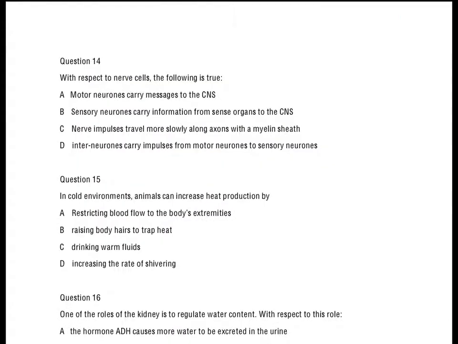Alright, moving on. So with respect to nerve cells, the following is true. Motor neurons carry messages to the central nervous system. No. So remember our mnemonic: Some random smiles can make everything right. Stimulus, stimulus receptor, sensory neuron. Oh, I forgot one there. That was silly of me. So let's try that again. Some random smiles can make everything right. So if we go again, we've got stimulus, receptor, sensory neuron, central nervous system, motor neuron, effector, response.